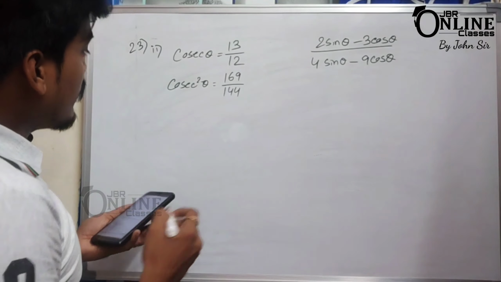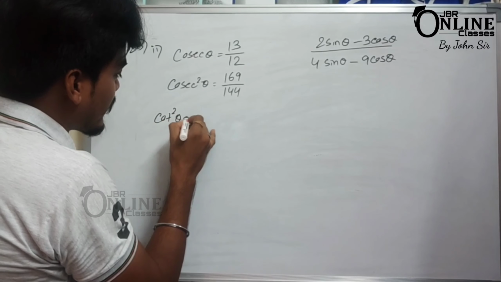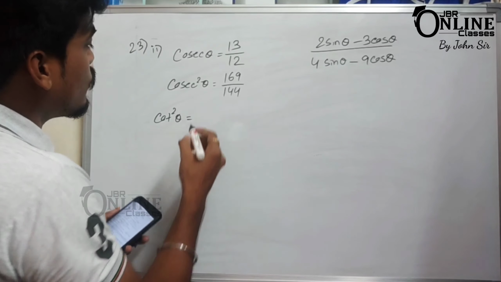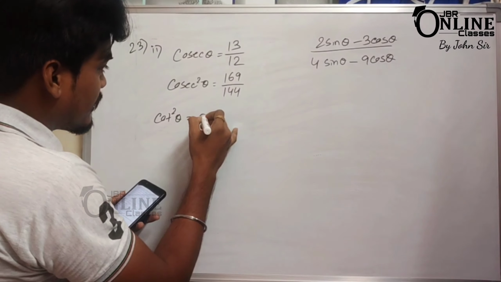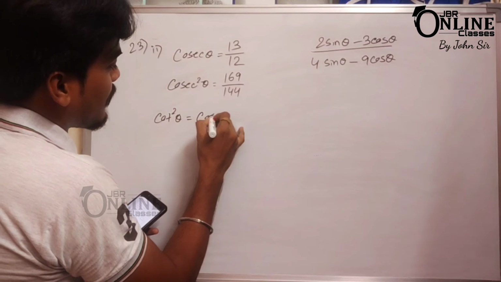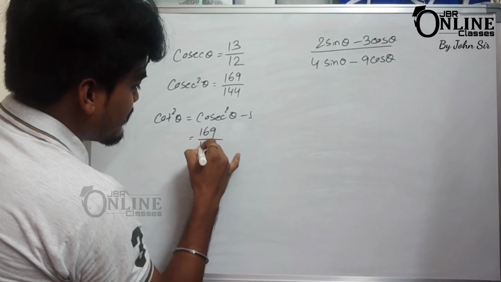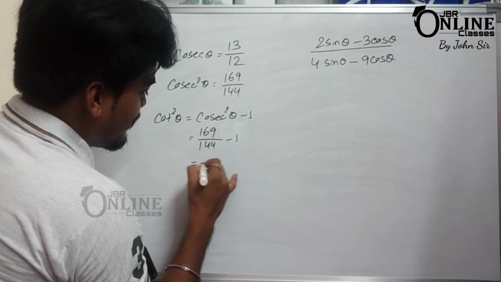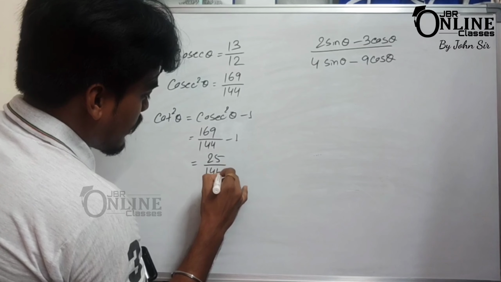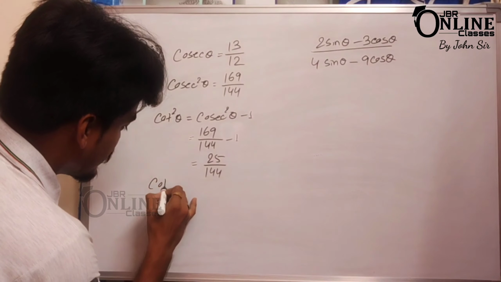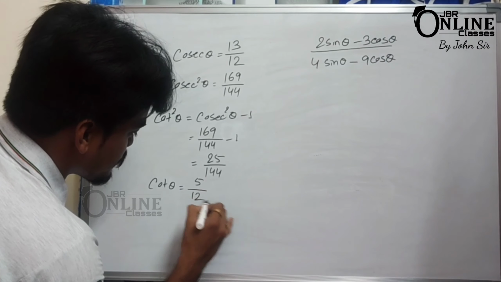Now as you know the formula cosec square theta minus cot square theta equal to 1. You know that formula. So cot square theta equal to cosec square theta minus 1. So just put down the value 169 by 144 minus 1, and it will be 25 by 144. So here cot theta equal to 5 by 12.